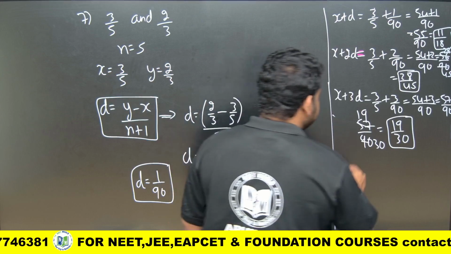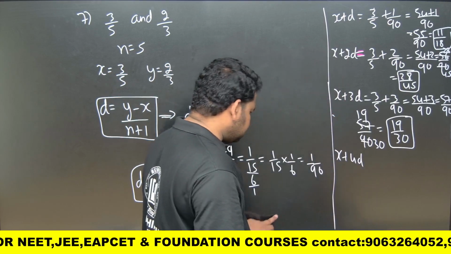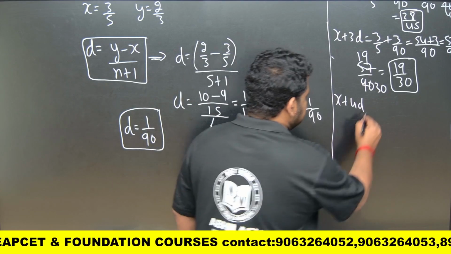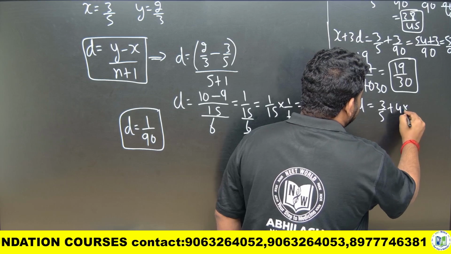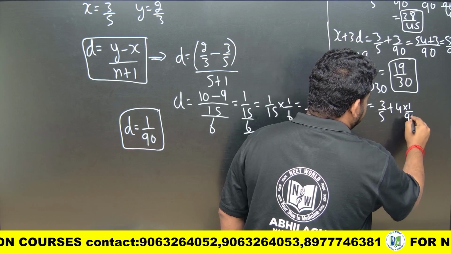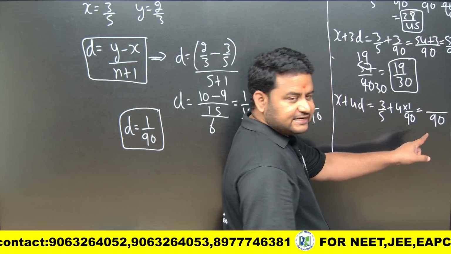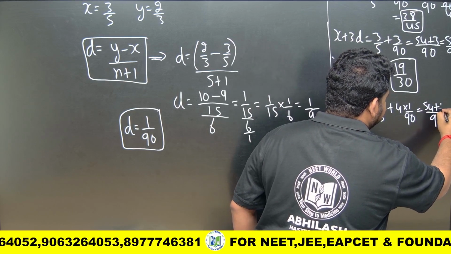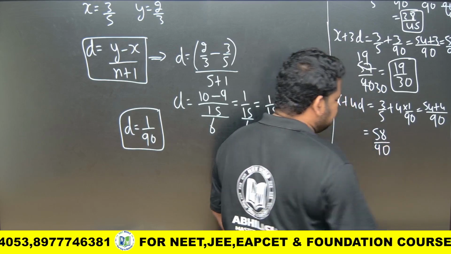Now, what can I write? This can be written as x plus 4d. I have to find out x plus 4d now. x is 3 by 5, plus 4d. 4 into 1 by 90 is 4 by 90 itself. So LCM is 90. 18 3s are 54, 54 plus 4 is equal to 58 by 90.